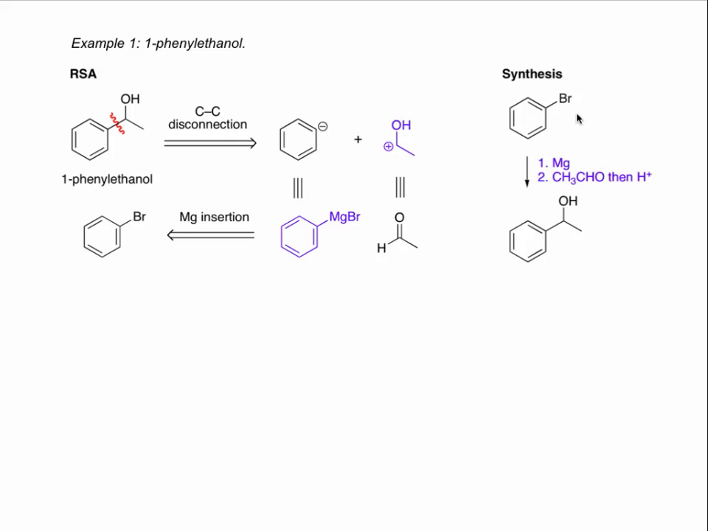So we take bromobenzene in the forward sense, react it with magnesium to form the Grignard, react with ethanal, and then on acidic workup we form the desired secondary alcohol.